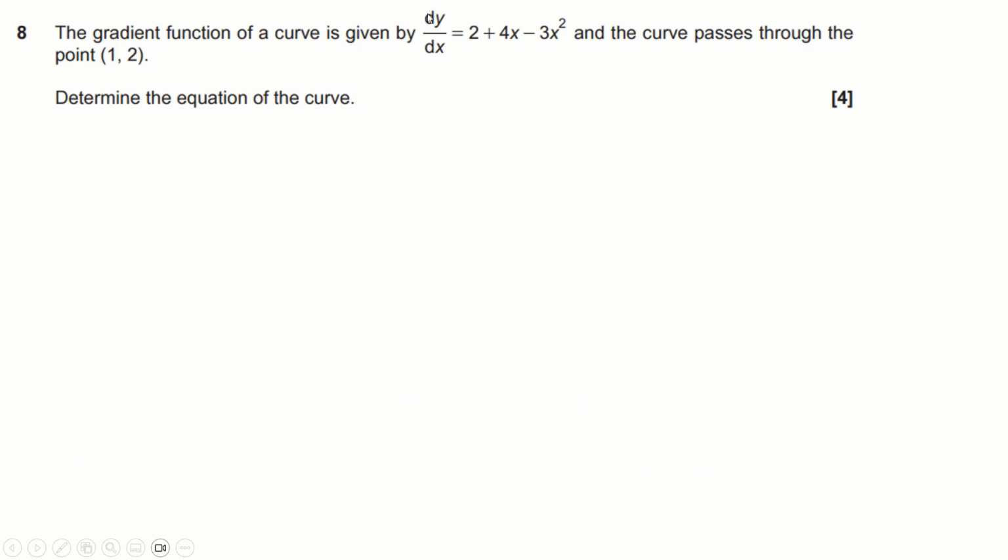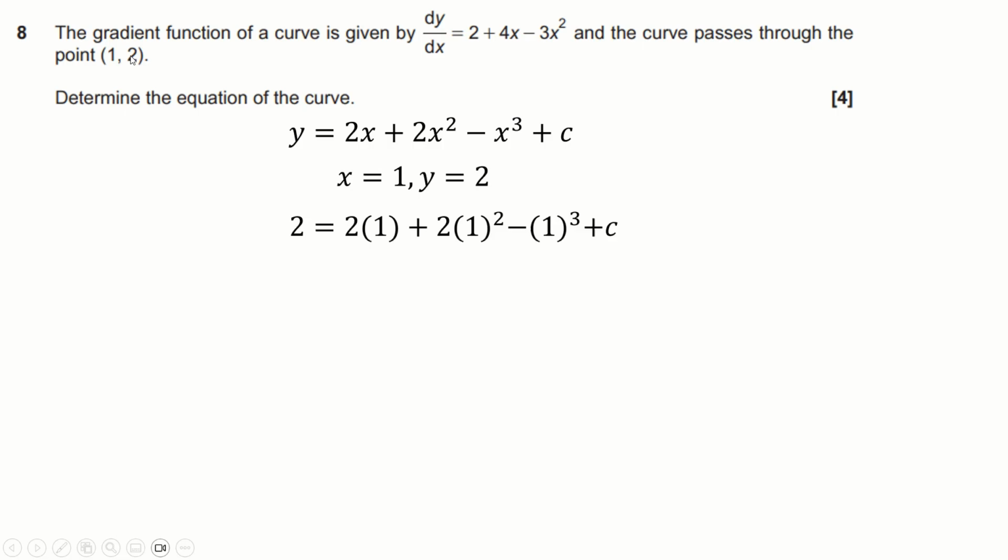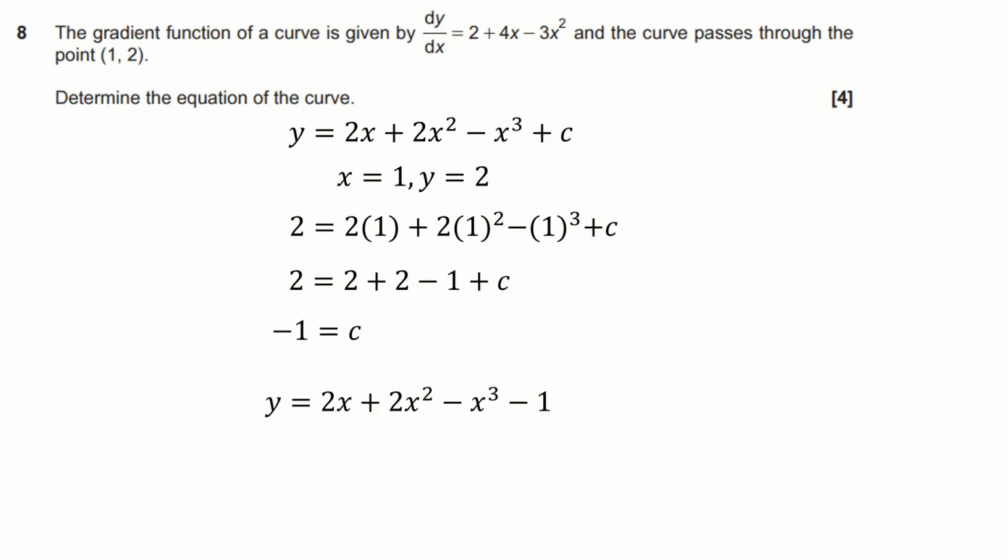Number 8. So if dy by dx is that, then we're going to integrate to find y. The integral of that is 2x, that's 2x squared, that's x cubed. So we get this plus c, of course, don't forget. This means when x is 1, y is 2. So you just put that information in, you get this, which turns into that, and then you just put that into the original thing, and you get y as that curve there.